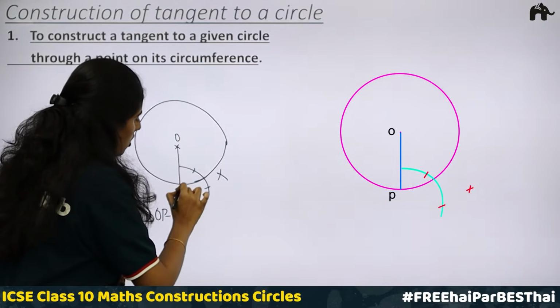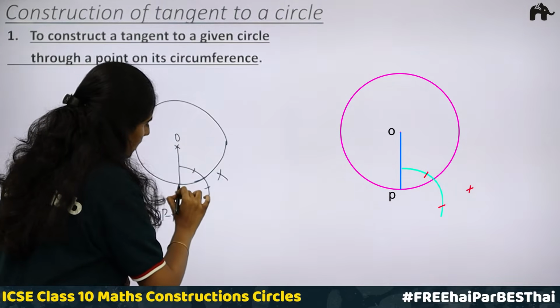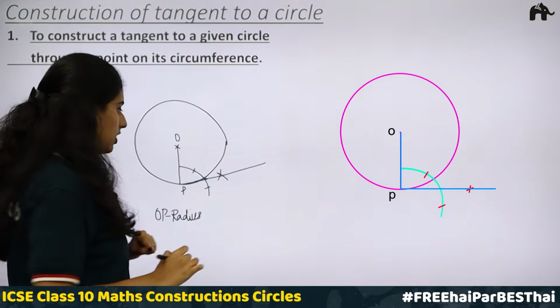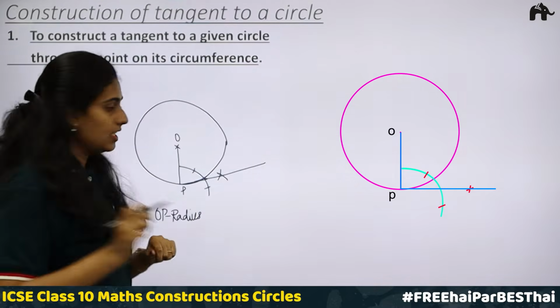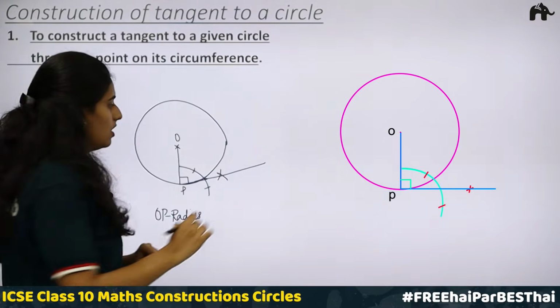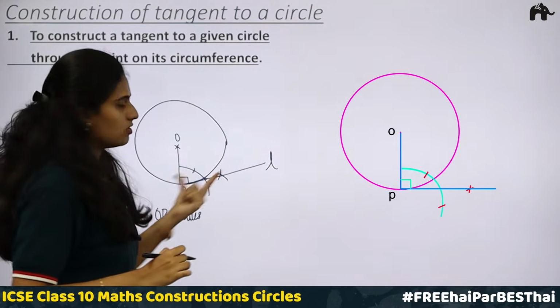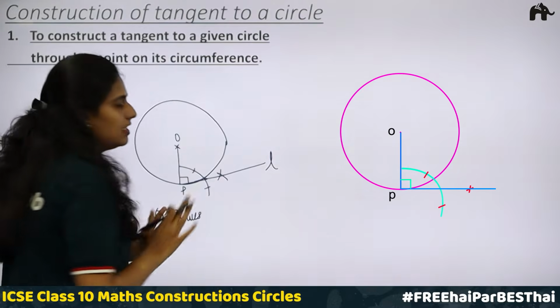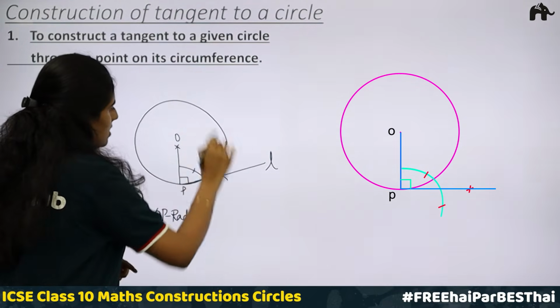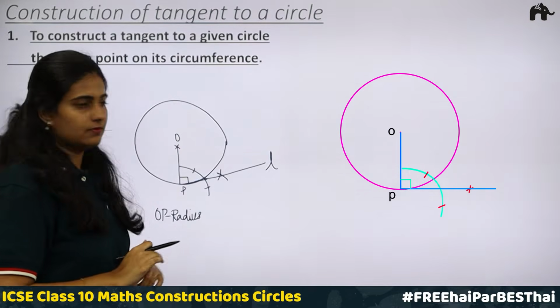Clear? Now when you join this point P and this intersection point, you get a straight line. This angle will be 90 degree. So, this line which we have drawn will be the required tangent. Clear? And P is a point which lies on the circumference of circle.